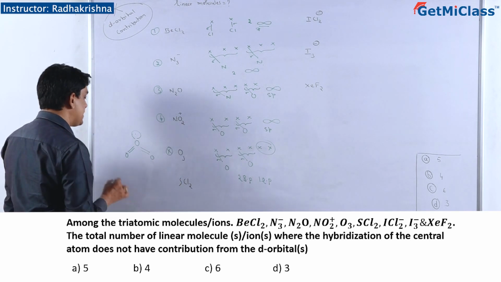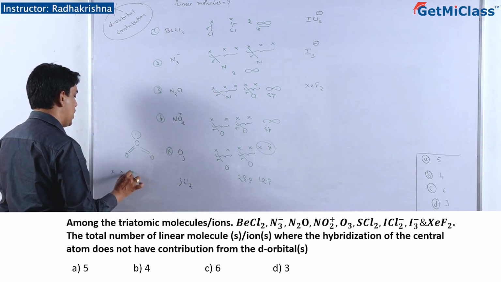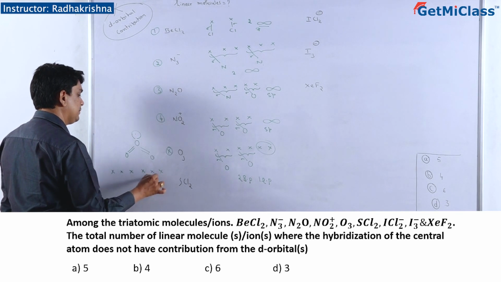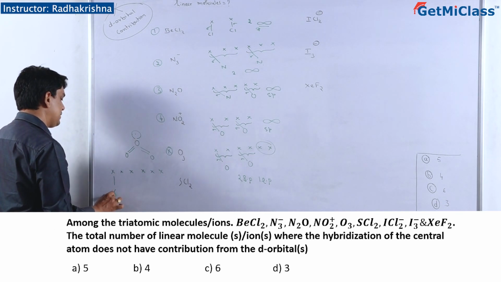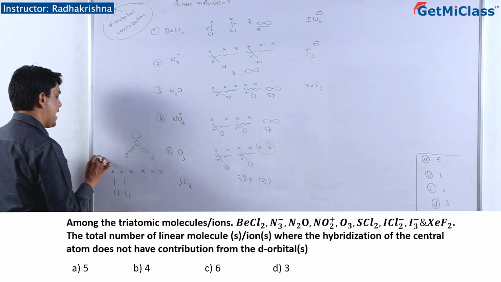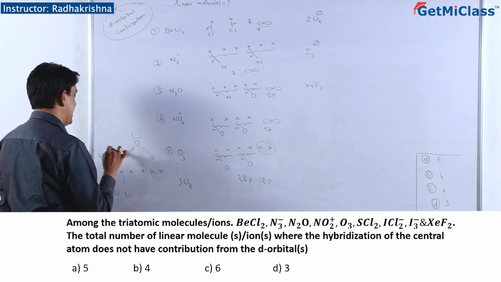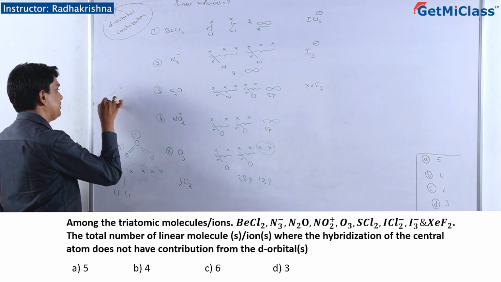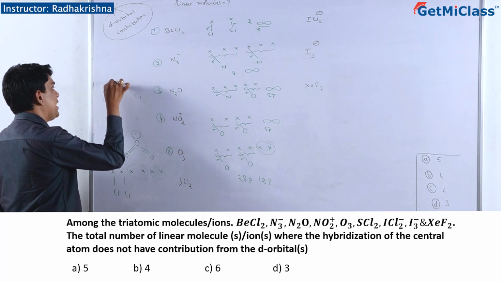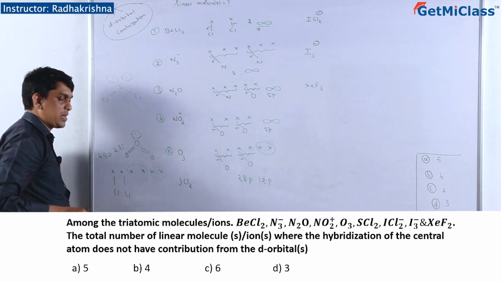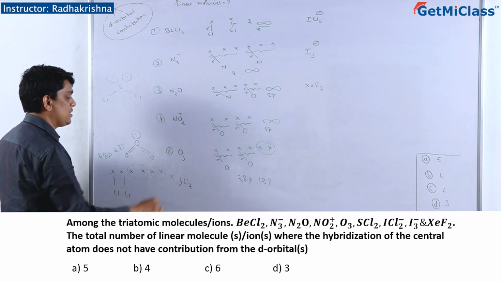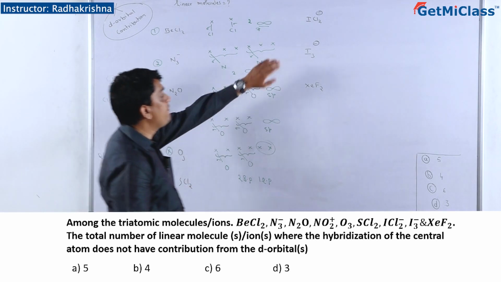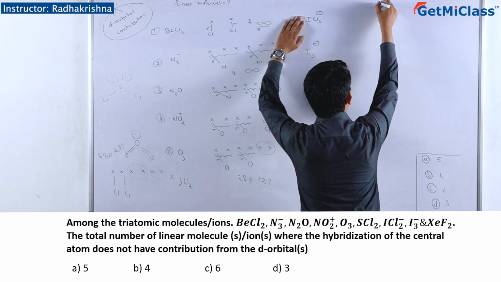SCl2: sulfur in the center, 6 valence electrons. We have 2 chlorines, so we have 2 bond pairs and 2 lone pairs. So it's the structure of water, right? 2 bond pairs and 2 lone pairs, the structure of water. It's not linear, so this is not the answer.